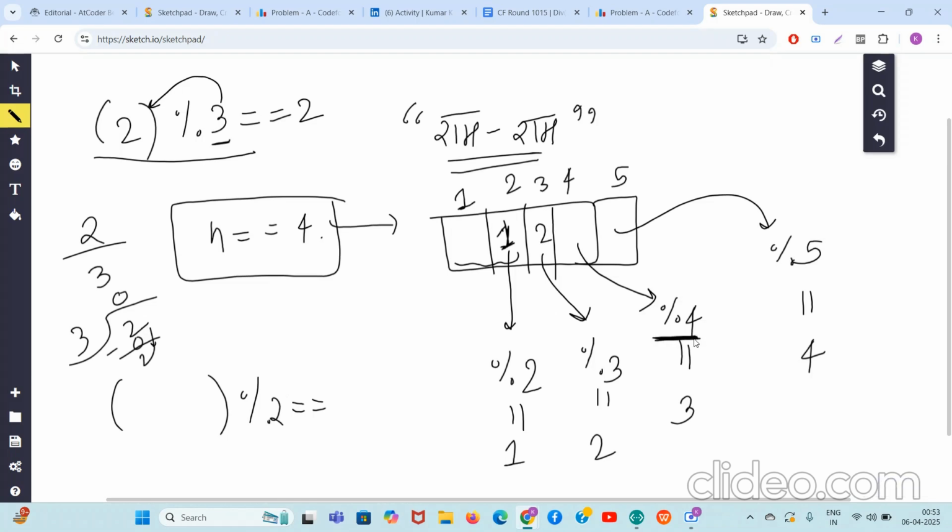Which number, if you divide by 4, the remainder will come as 3? 3 only. If you do 3 mod 4, it cannot get divided. Full 3 will be left as the remainder. Then which number, if you do mod 5, will it be 4? 4 only. 4 mod 5 equal to 4.